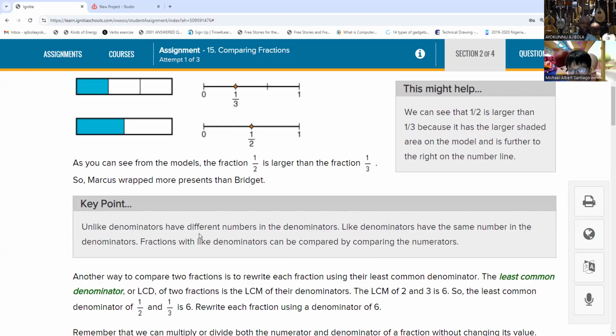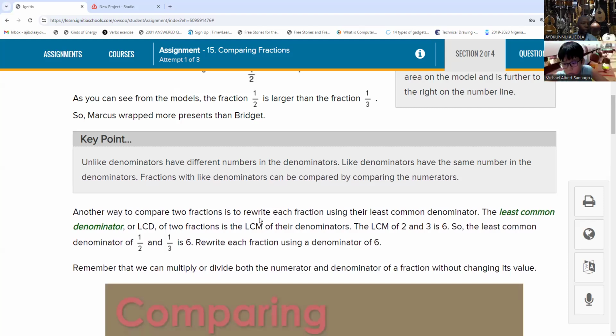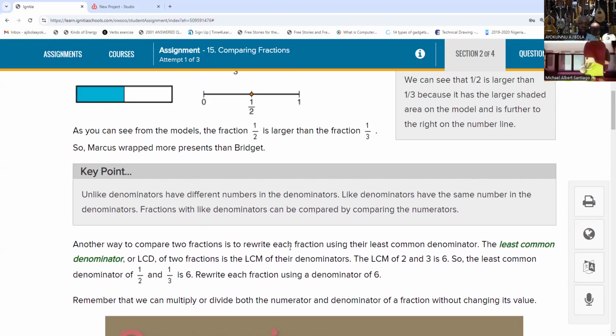Key: unlike denominators have different numbers at the denominators. Like denominators have the same number at the denominators. Fractions with like denominators can be compared by comparing the numerators and seeing which one is bigger. Another way to compare two fractions is to rewrite each fraction using their least common denominator.